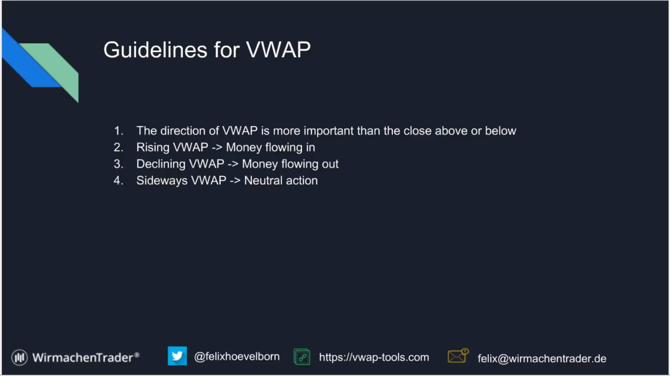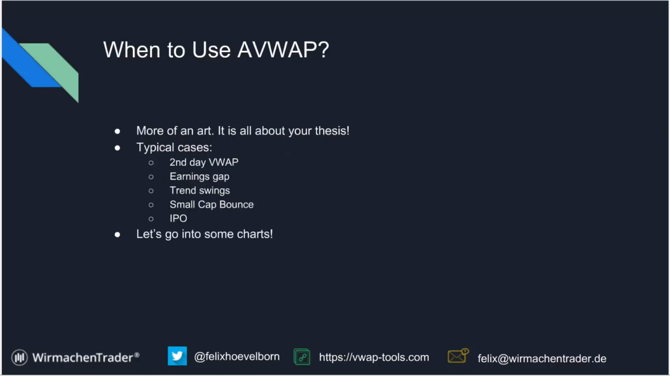If you have a declining VWAP, that means that money is flowing out and you don't want to go counter trend, so it makes sense to maybe think about shorting positions. The fourth situation is that we have a sideways VWAP. It just says neutral action, and for me, I want to have trends and it makes no sense to trade those. So now we finished our framework or theoretical background.